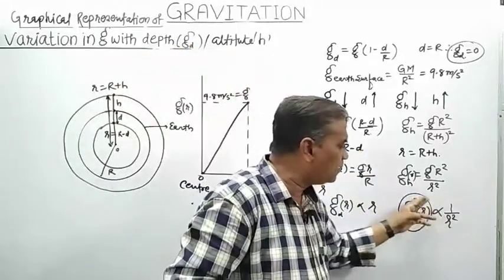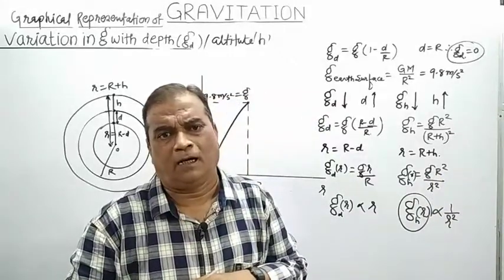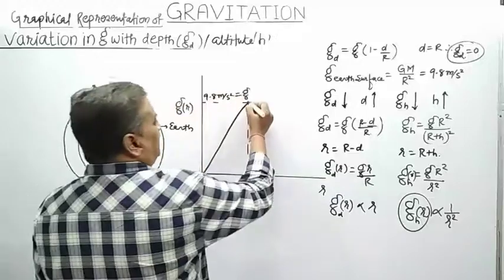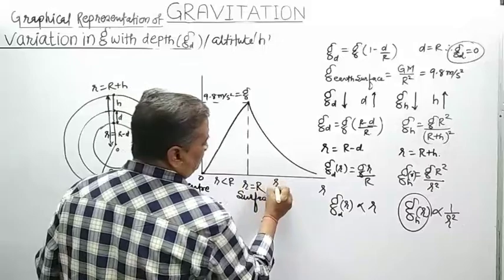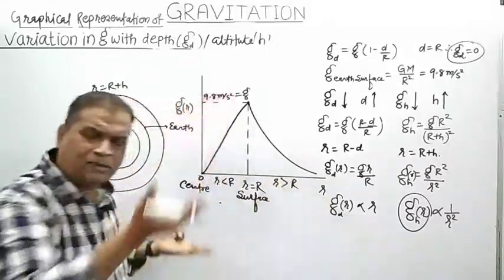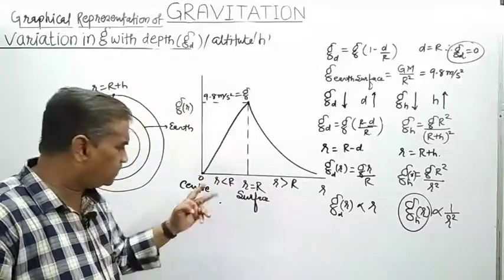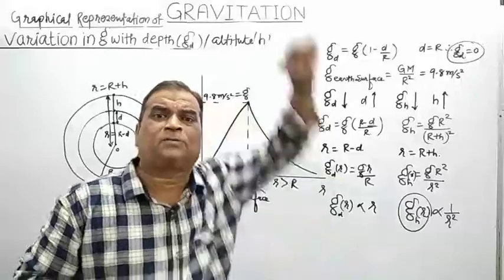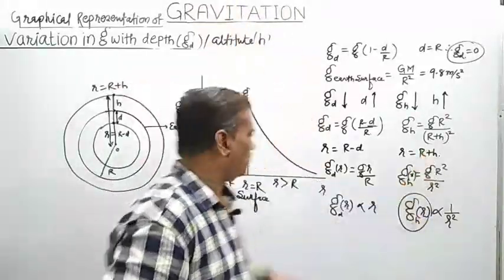it varies inversely with the square of r, means it obeys the inverse square law. So for that relationship, here small r is less than R, and here small r is greater than R. Above height means small r is greater than the radius of the earth. Below the surface means small r is less than R. So for r greater than R, the body is moving to a height above the surface, and g is inversely proportional to r square.